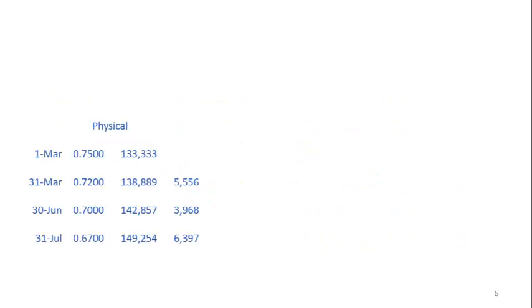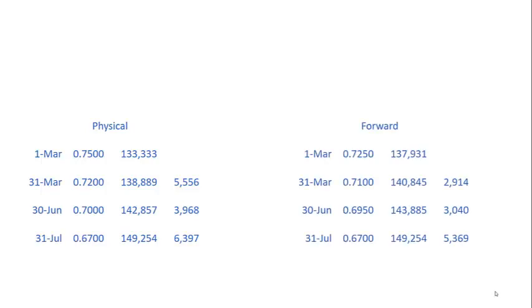Just so that we can get the maths out of the way easily, what we can see here is the $100,000 converted at the different exchange rates. At 75 cents, it's 133,333. At 72 cents, it's 138,889, and the difference is $5,556. And you can see we do the same for the 70 cents and 67 cent exchange rates, and we have the same done for the forward exchange rates. I've got this out of the way so you can see where all the numbers are calculated.